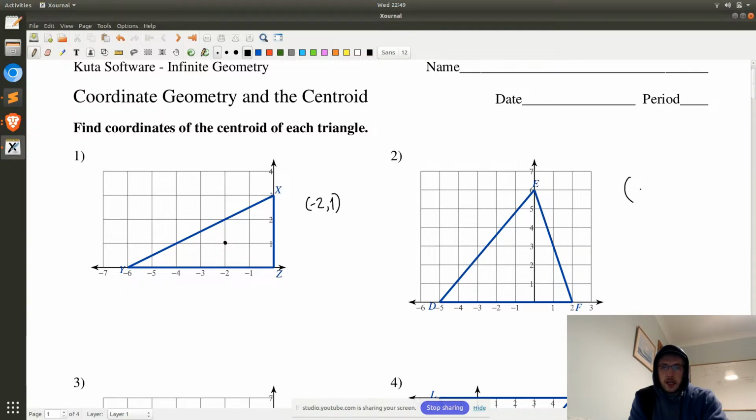So first we find the x coordinate. So -5, 0, and 2. Add them together, we get -3. Divide that by 3, we get -1. And then the y coordinates, 0, 0, and 6. Add them together and divide by 3, and that's 2. So -1, 2.